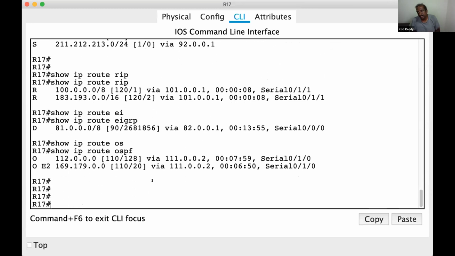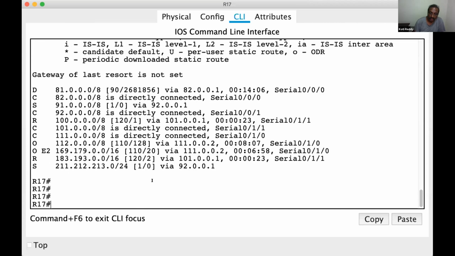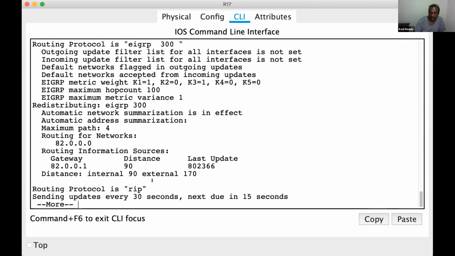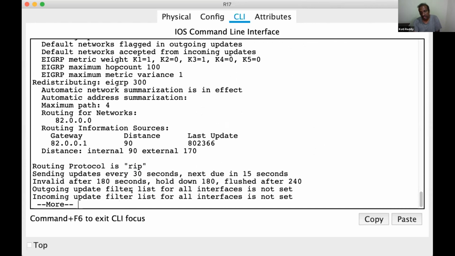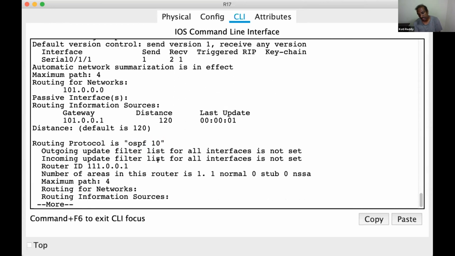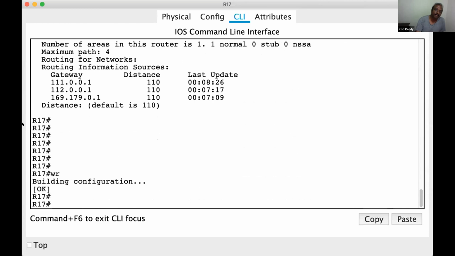So the different sources are there in the routing table. Show IP route shows all the routes in the routing table. When I give the command show IP protocols, I can see that the EIGRP routing protocol is enabled on this router, RIP protocol is enabled on this router, and OSPF also is enabled on this particular router. Right? Fine.